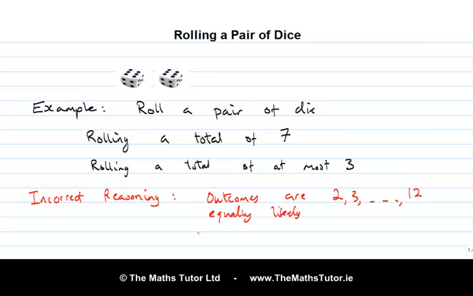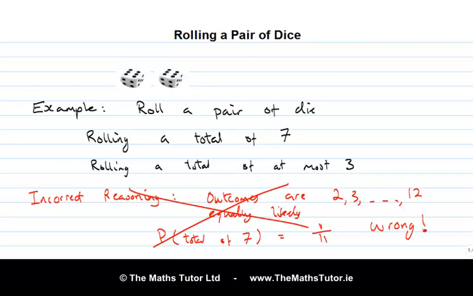So that means that the probability of a total of 7, that's one of these, is 1 over 11. There are 11 of these outcomes here, 1, 2, 3, 4, up to 12. And so if they were equally likely, then the probability would be 1 over 11. It's very important to realize that this is wrong. And the reason it's wrong is because these are not equally likely outcomes. We'll see why this is true from a theoretical point of view in a few minutes, but we can also simulate this using an Excel sheet, and we'll see from the Excel sheet that these outcomes are not equally likely.